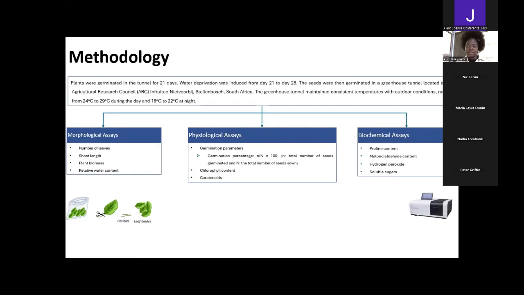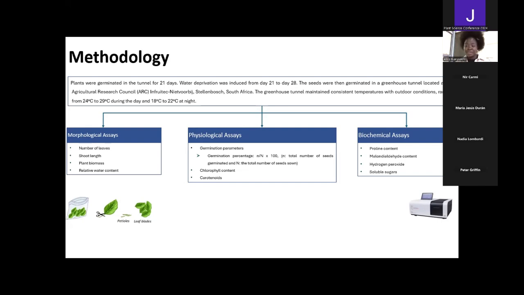This would give us an idea of the water use efficiency systems found in the 3 different Amaranthus caudatus genotypes. Then we looked into the physiological assays, particularly germination percentage. Germination percentage will give us the speed as well as the seed viability of the genotypes per the containers and the wells that they were grown in.